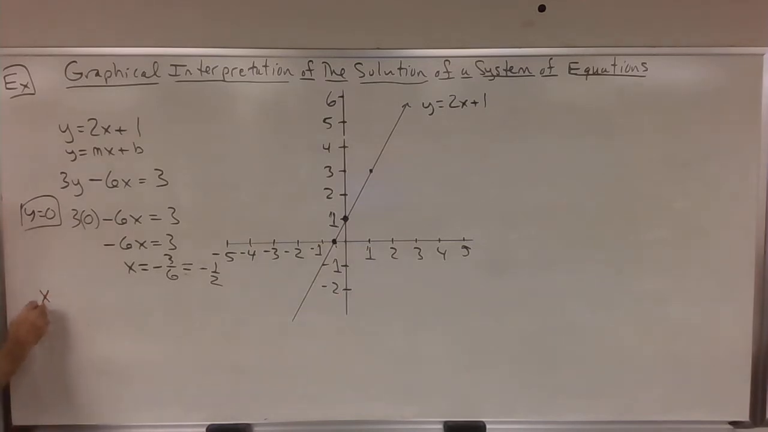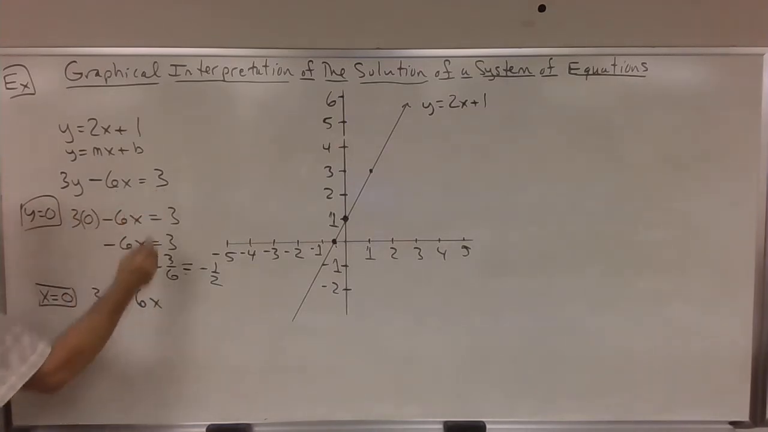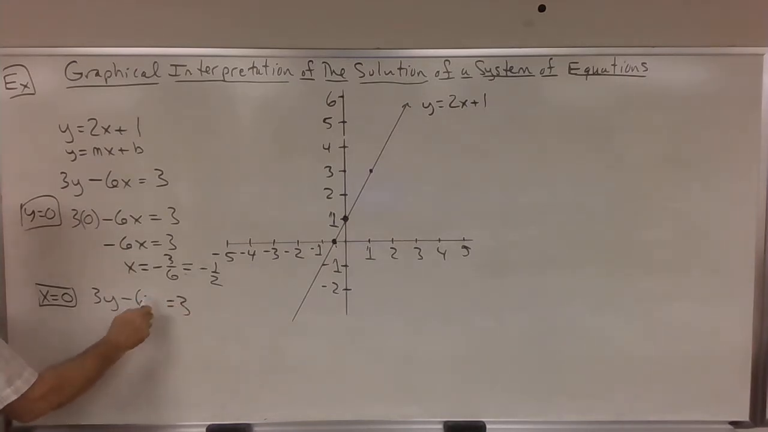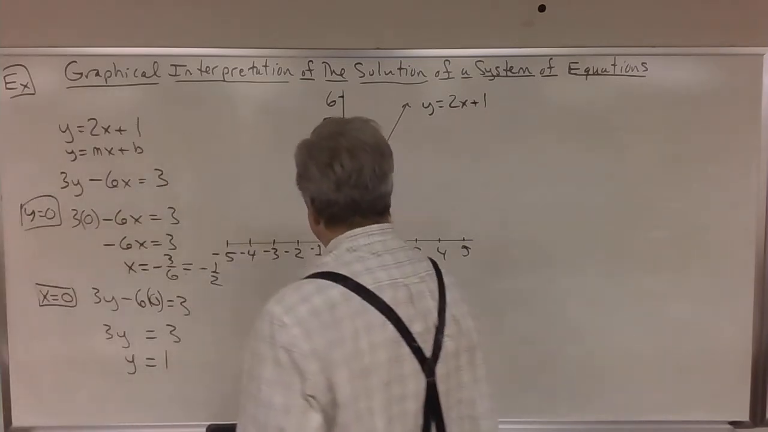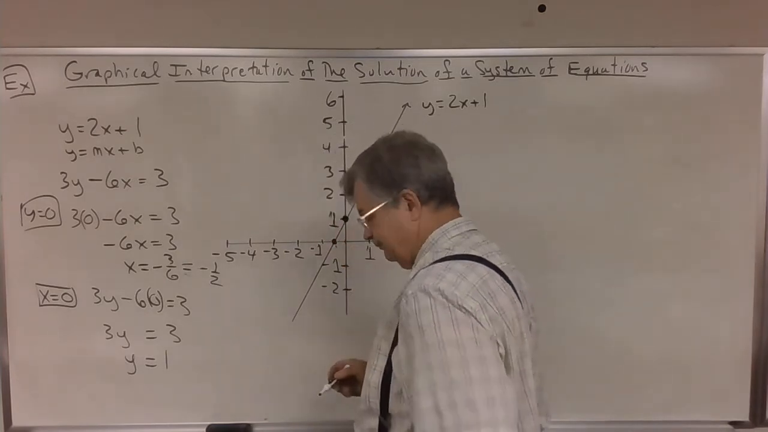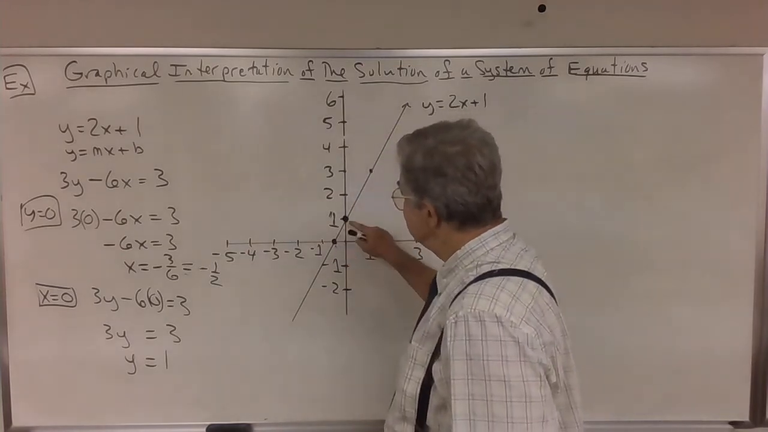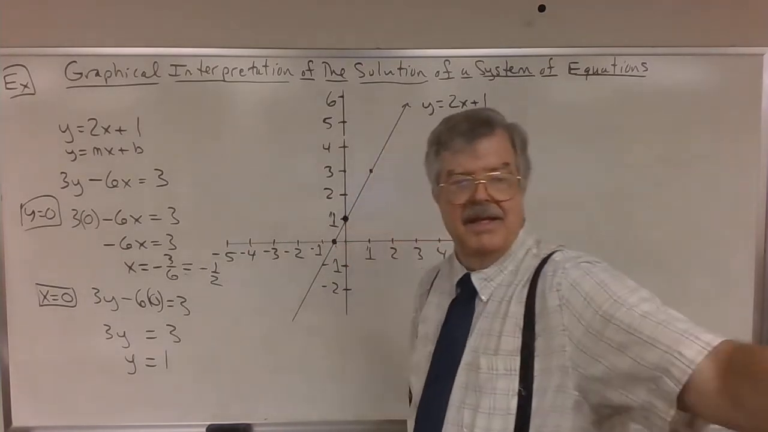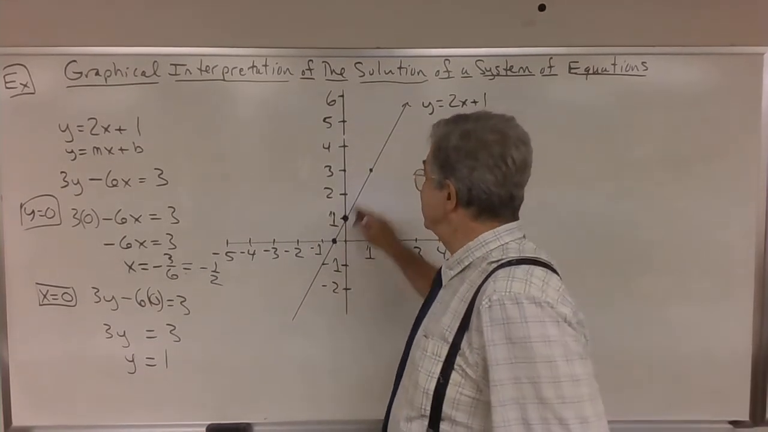Now let x equal 0, and we have 3y minus 6x equals 3. And x is 0, so I put 0 in for x, and that means 3y equals 3, or y equals 1. Ooh, I don't like the way this is looking. Same 2 points here. These 2 points determine the line, and guess what? It's the same line.